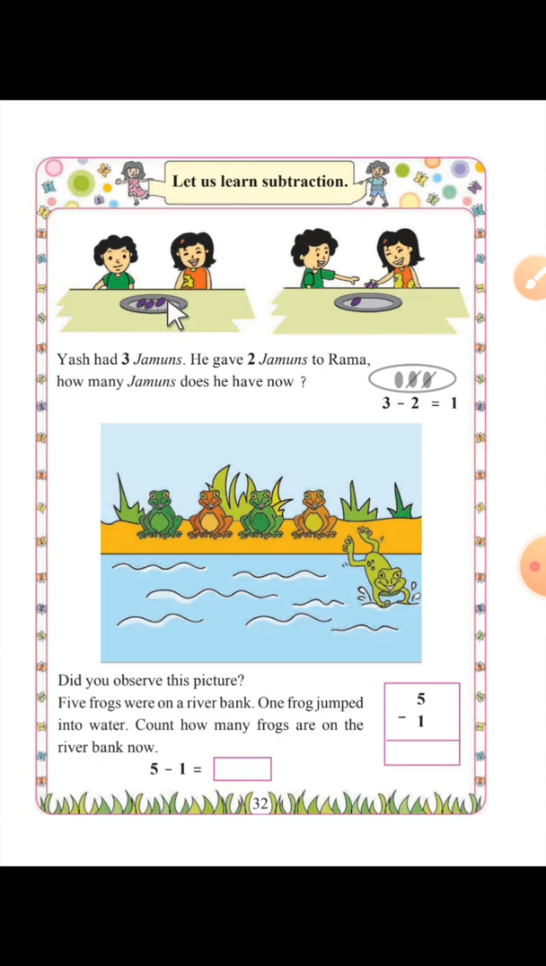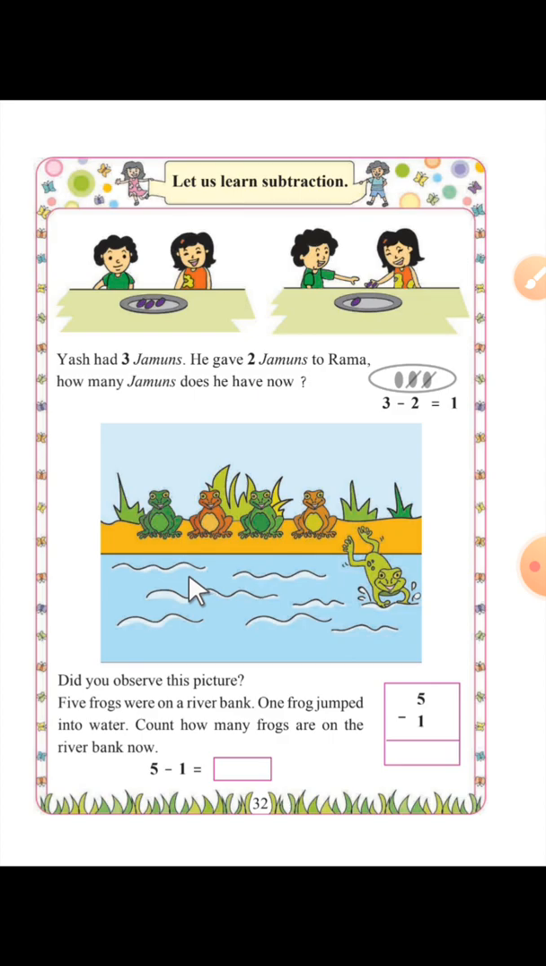From 3 jamuns, Yash gave 2 jamuns to Rama. So how many jamuns does Yash have now? 1. See, here he has 3 jamuns, 1, 2, 3. He gave 2 jamuns to Rama. So we will cancel 1 and 2 jamuns. So he has now 1 jamun. 3 minus 2 is equal to 1.